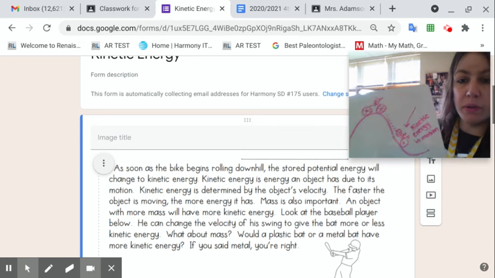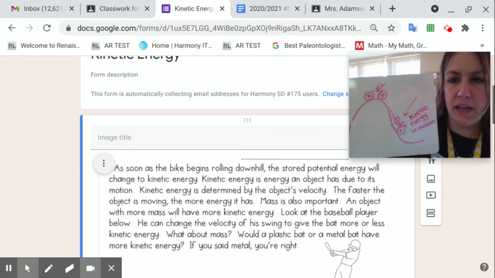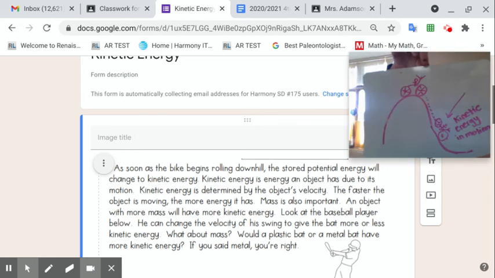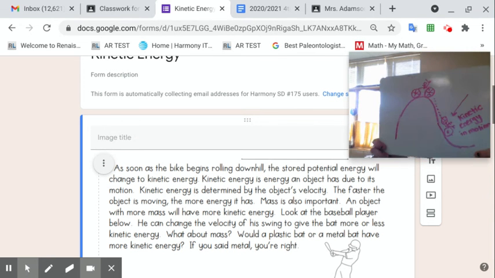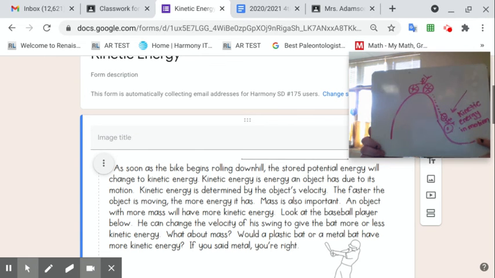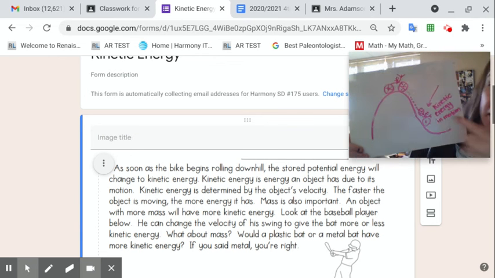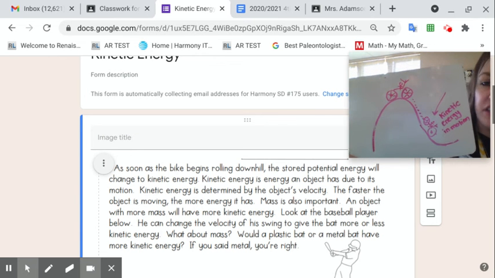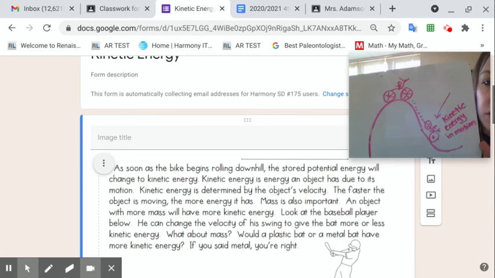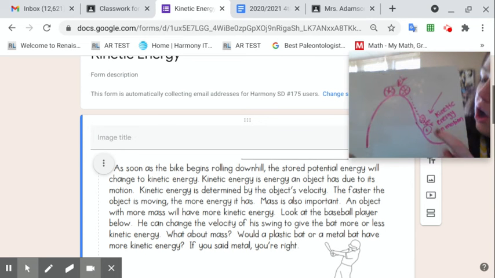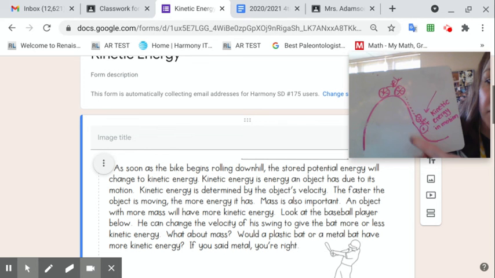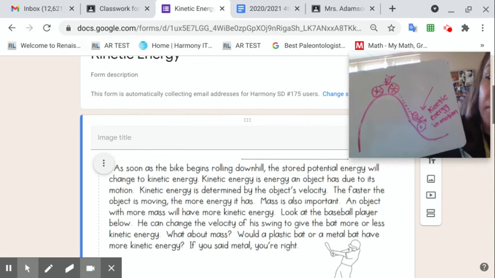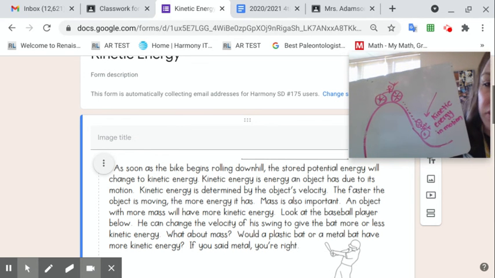Yesterday, with potential, we talked about a bike being up on a hill. Well, that bike has stored potential energy, okay? It's up pretty high, the person has had to pedal up high. Now, as the bike goes down the hill, it's going to use that energy that was stored and transfer it into kinetic energy, which is energy in motion.